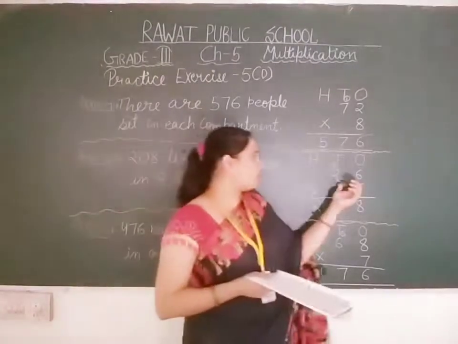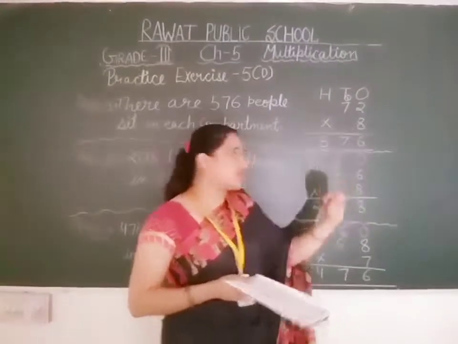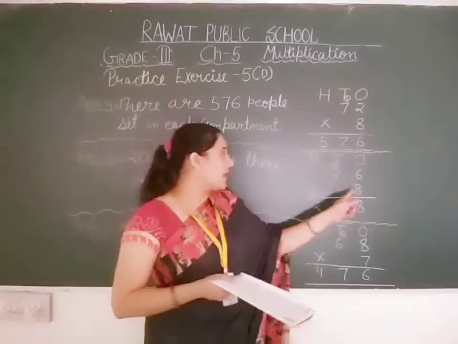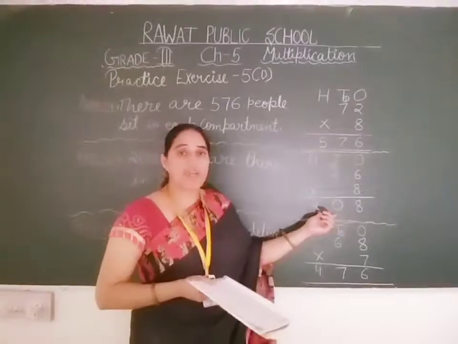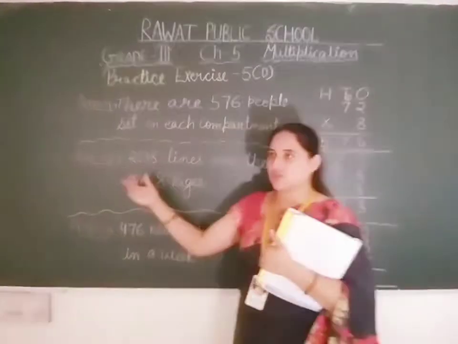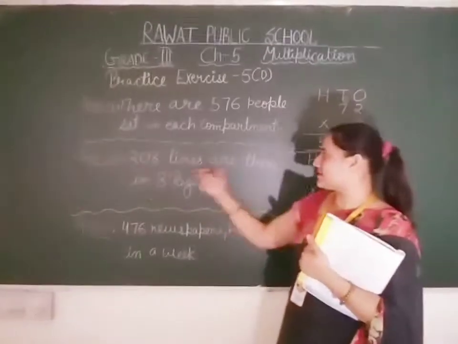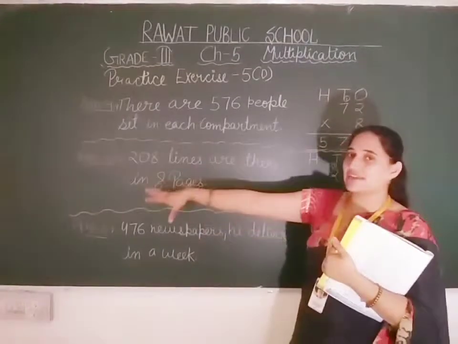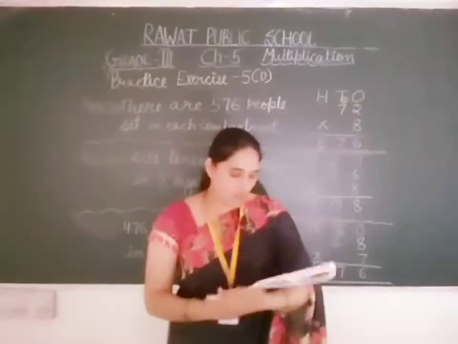What we have to do is multiply 26 by 8. So 8 6s are 48. Write 8, carry forward 4. 8 2s are 16 plus 4 becomes 20. So we have 208. So 208 lines are there in 8 pages. How many lines are there? 208 lines in all.